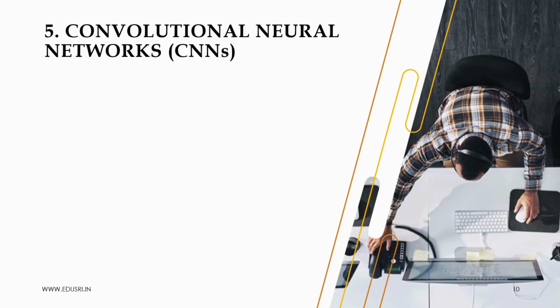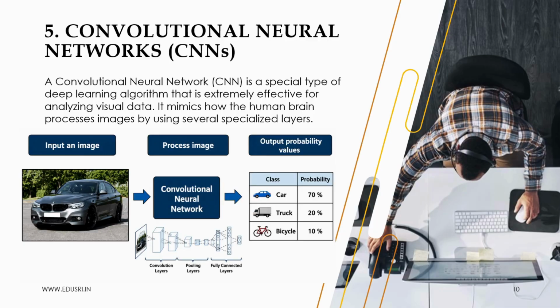Now, let's move on to our fifth and final topic: convolutional neural networks, commonly known as CNNs. A convolutional neural network is a special type of deep learning algorithm that is highly effective for analyzing visual data, especially images. A CNN is designed to process images in a way that is somewhat similar to how the human brain processes visual information. It uses several specialized layers to identify and understand different features in an image.